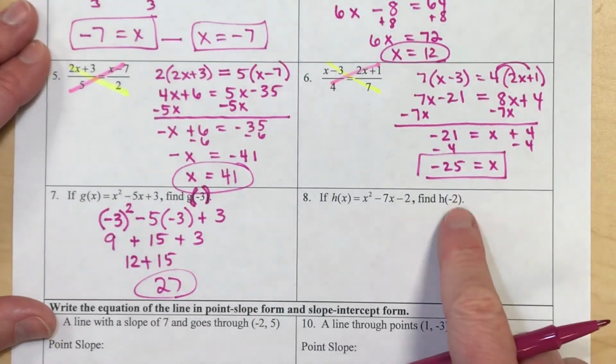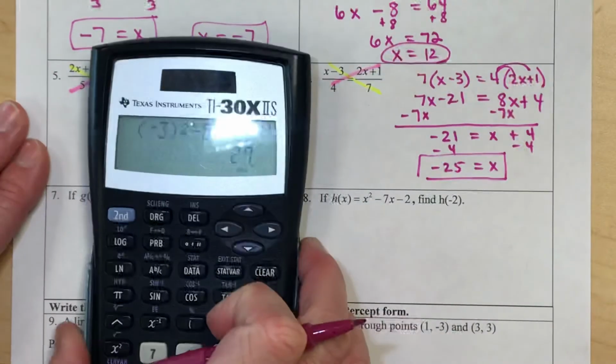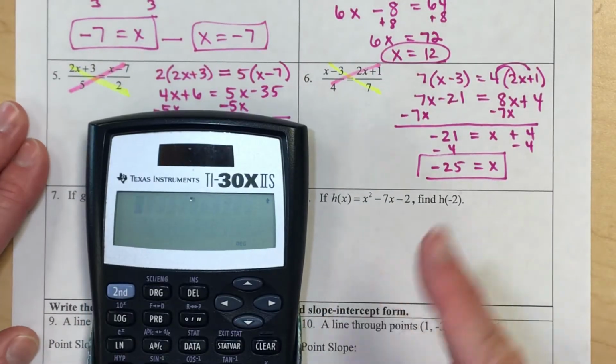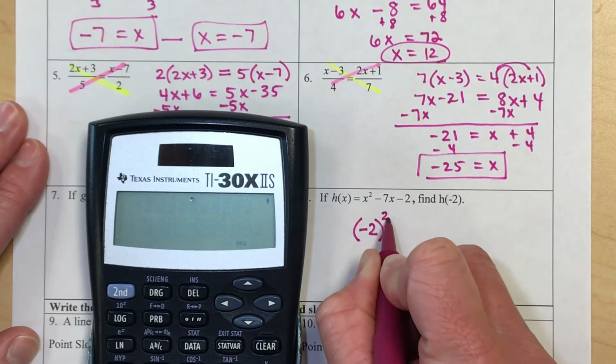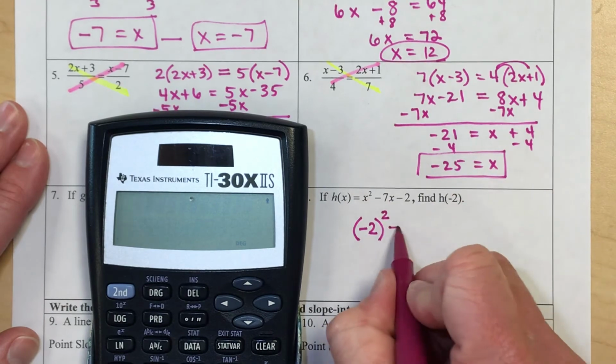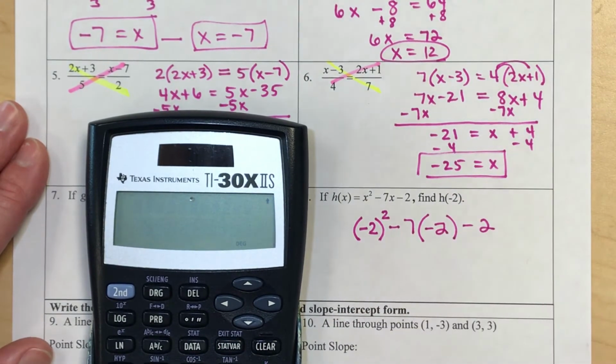Again, substitution, make sure you use parentheses if you're going to evaluate, and so I'll show you that one more time here. So in for the x squared, we're going to substitute in parentheses. Then -2 will square it. We'll subtract 7 times -2, and then we'll subtract 2. So you have to use parentheses on the calculator. If you don't, you will not get the right answer, and I can't stress that enough.